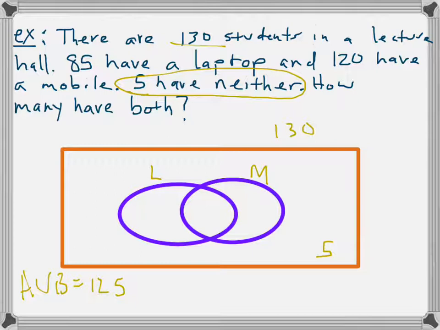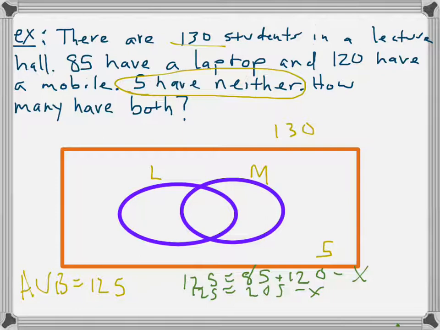But let's see. So the A union B should equal the probability of A plus the probability of B minus the intersection. So right now I have that 125, that's A union B, is going to equal 85, because that's the probability of A, or in this case having a laptop, plus 120, that's how many had a mobile, minus, I'll call this X, the intersection that I'm ultimately solving for. So it's going to give me 205 over here. This is going to equal 125 minus X, and a little bit of algebra.